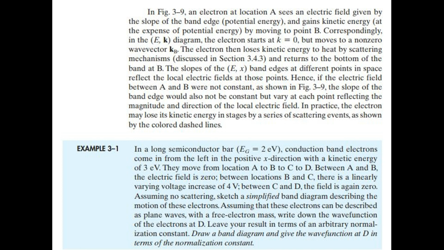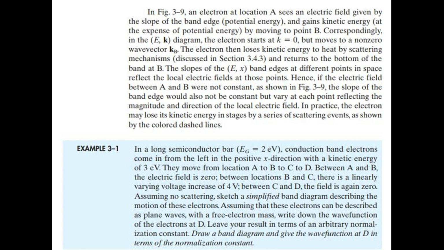In practice, the electron may lose its kinetic energy in stages by a series of scattering events, as shown by the colored dashed lines. In a long semiconductor bar, conduction band electrons come in from the left in the positive x direction with a kinetic energy of 3 eV. They move from location A to B to C to D.